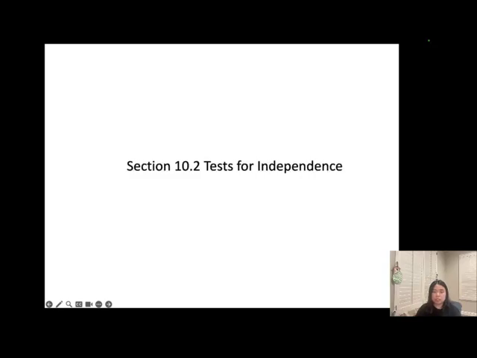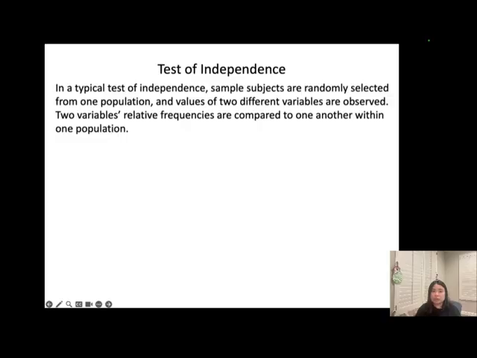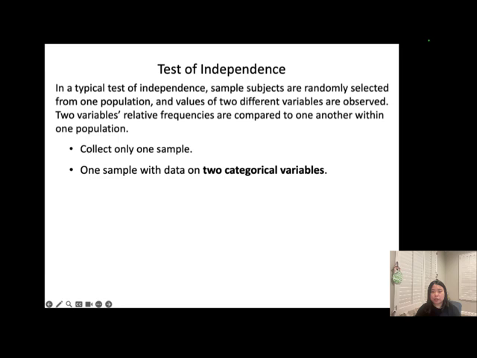Section 10.2 Test for Independence. In a typical test of independence, sample subjects are randomly selected from one population and values of two different variables are observed. Two variable relative frequencies are compared to one another within one population. So for a test for independence, we only have one sample, but we'll be working with two categorical variables.